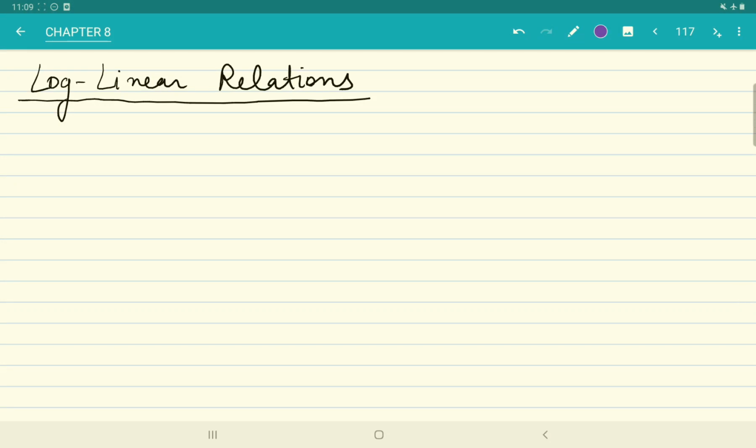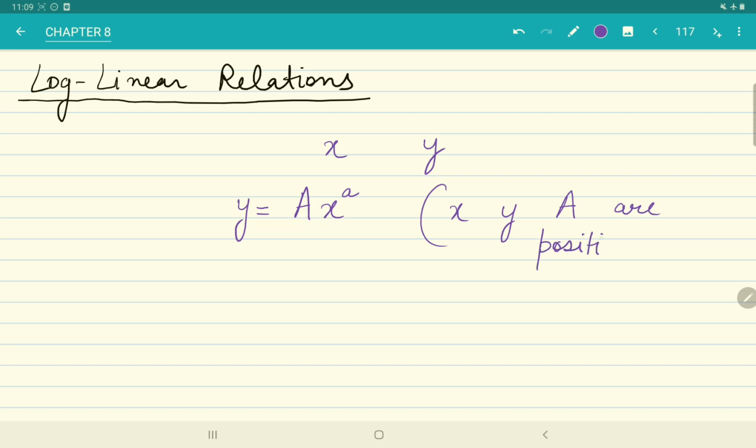Another application concerns log linear relations, and here we are going to suppose that I have two variables x and y, and they are related by this equation: y is equal to capital A multiplied by x raised to the power little a. And here I know that x, y and a are positive.